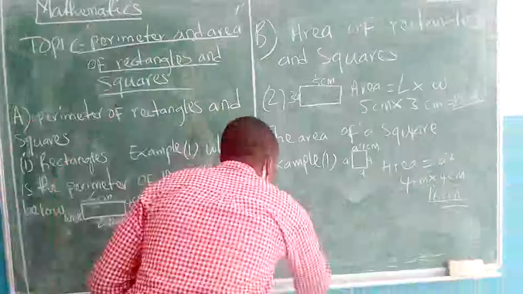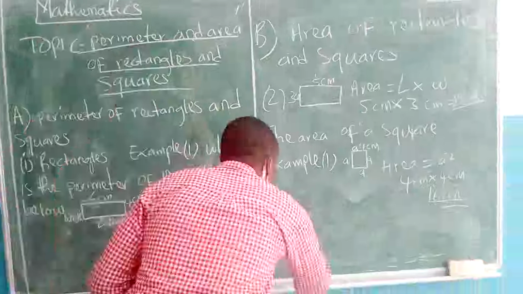So length times width will be 5 centimeters, which is our length, times 3 centimeters, which is our width. And if you multiply 5 times 3, you are going to have 15 centimeters square. That will be the area of our rectangle.